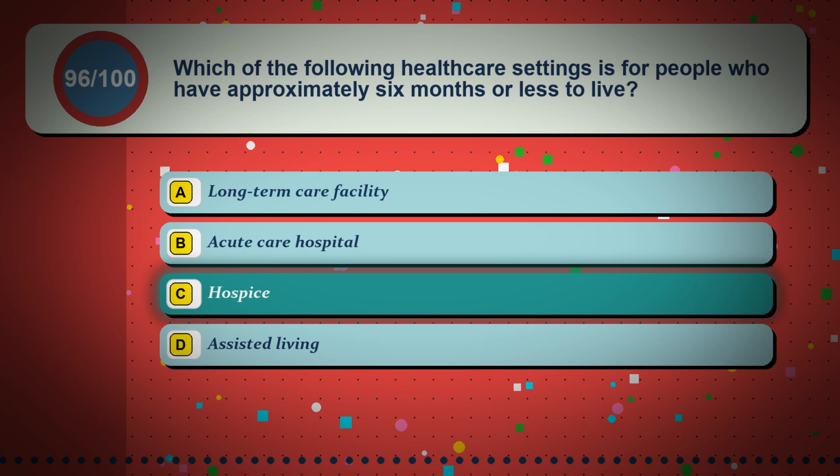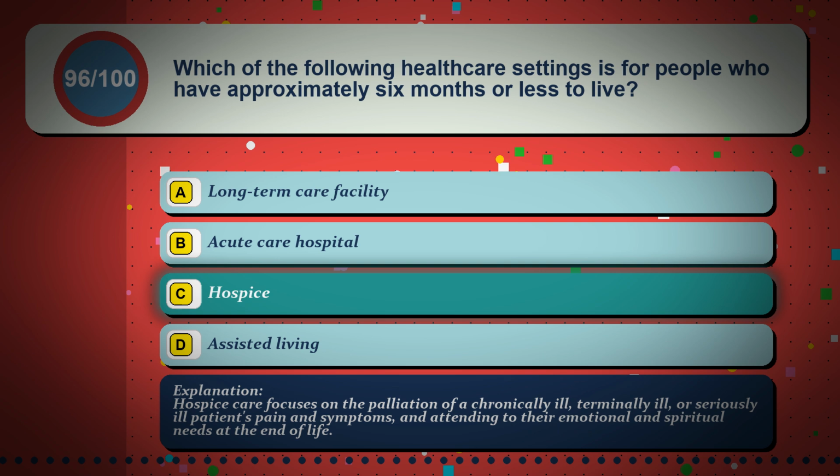The correct answer is option C. Hospice. Hospice care focuses on the palliation of a chronically ill, terminally ill, or seriously ill patient's pain and symptoms, and attending to their emotional and spiritual needs at the end of life.